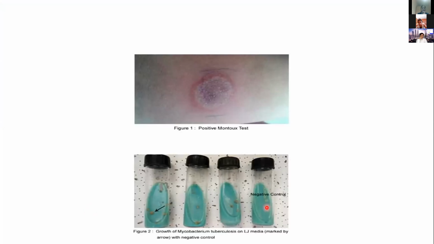This is a negative control with no growth, and these are the pictures showing this growth on the Lowenstein-Jensen media. These are the brown granular colonies of Mycobacterium bacilli.